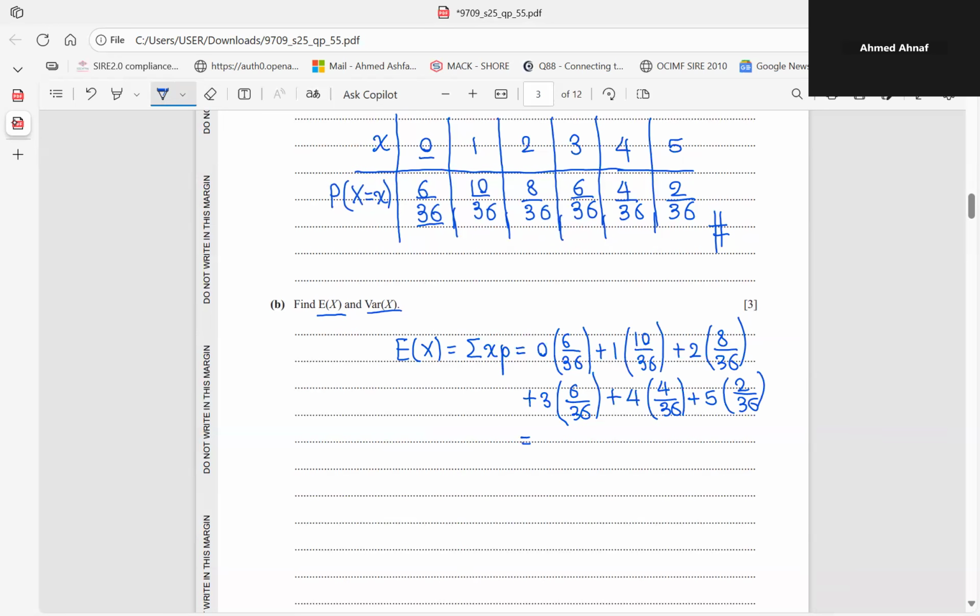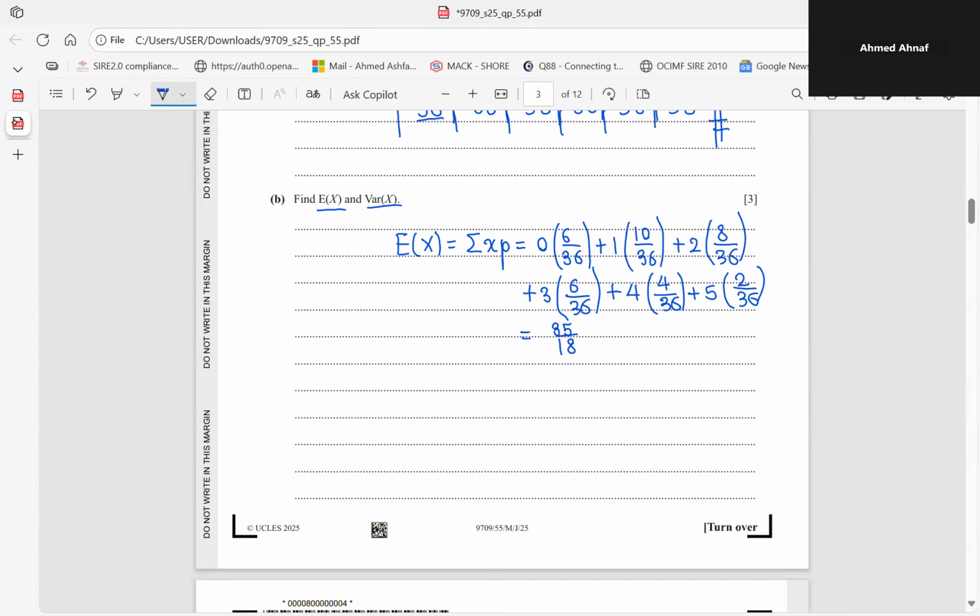Just type it into your calculator. 16 over 36 plus 18 over 36 plus 16 over 36 plus 10 over 36. So you get 35 over 18. Your answer should be more than 1 for this.